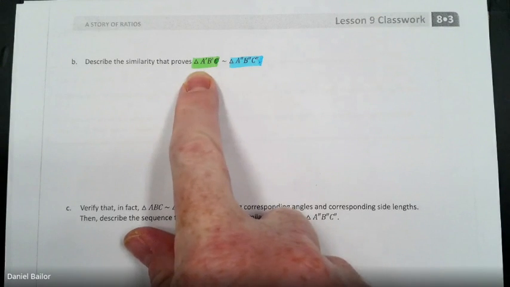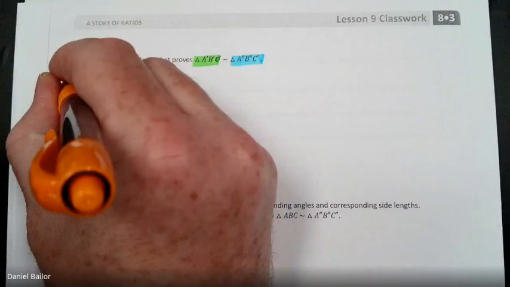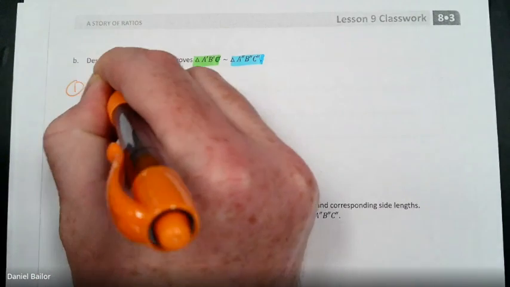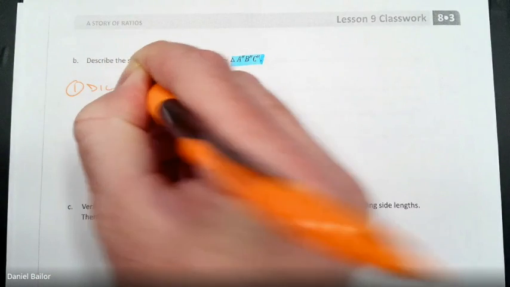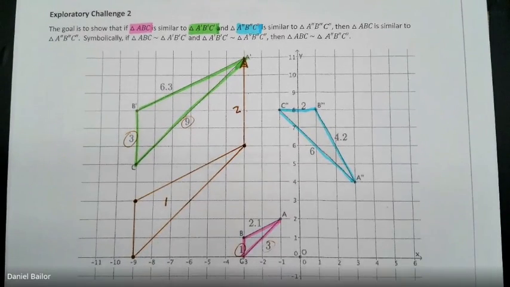So start with green, go to blue. This time, and remember, first thing we always do is dilate to match size. And this time I'm going to do my work in orange. You can see for part A, it was in the brown pen. For part B, I'm going to do it in orange so that my drawing is a little bit more organized.